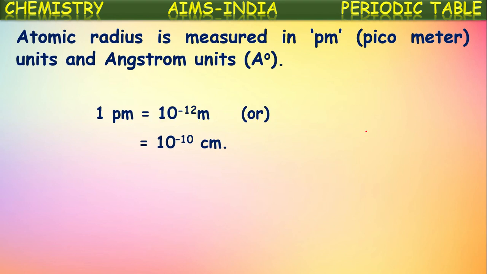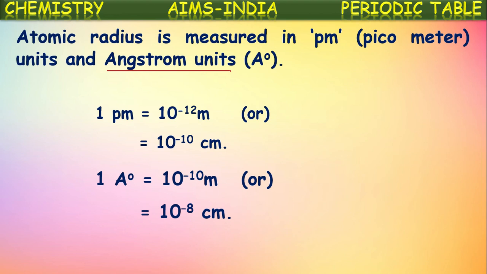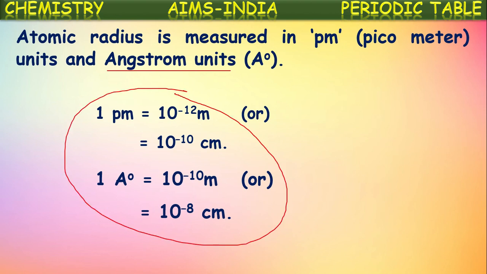We know 1 picometer is equal to 10 to the power of minus 12 meters, which is also equal to 10 to the power of minus 10 centimeters. One more unit for the atomic radius is the angstrom. 1 angstrom is equal to 10 to the power of minus 10 meters or 10 to the power of minus 8 centimeters. These are the generally used units for the atomic radius. In problems and calculations, they may give some other units also. By using these unit conversions, we can convert into the desired quantities.